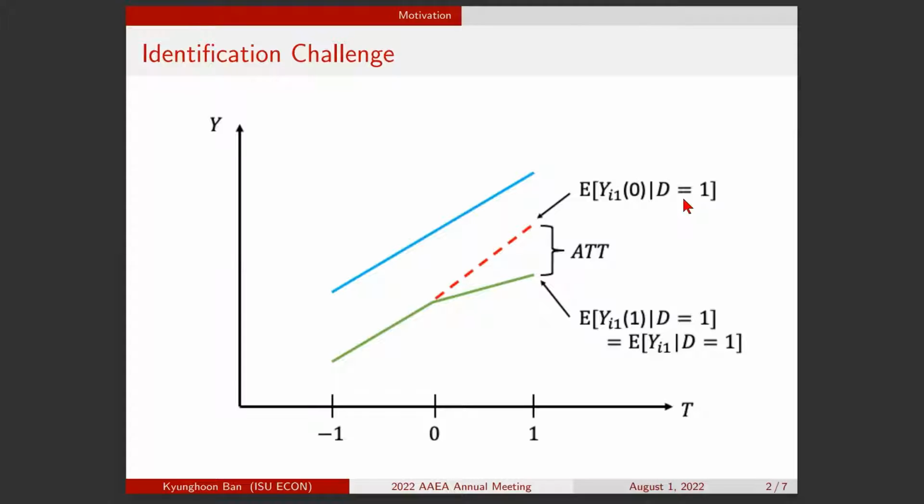So here come the assumptions. The standard DID technique assumes the famous parallel trend assumption, which is that this red dotted line would have followed the same trend as the control group, this blue line. That's how the DID approach identifies ATT, but that could be not true.